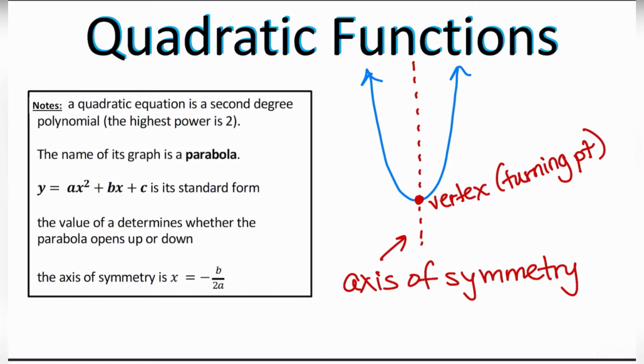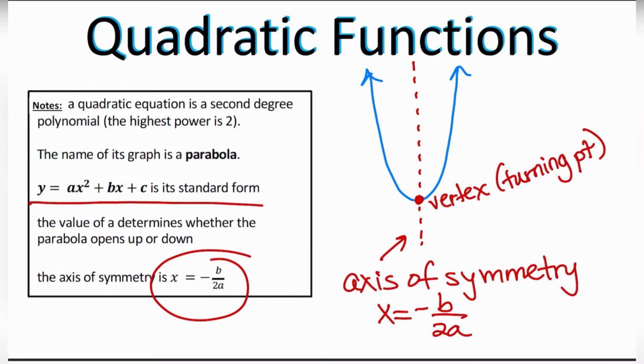So the equation for the axis of symmetry is x equals negative b over 2a. It's right here in your notes on your screen. The a and the b come from the equation y equals ax squared plus bx plus c. Because the axis of symmetry passes through the vertex, the vertex is going to have the same exact x value. So the vertex is going to be at x equals negative b over 2a.